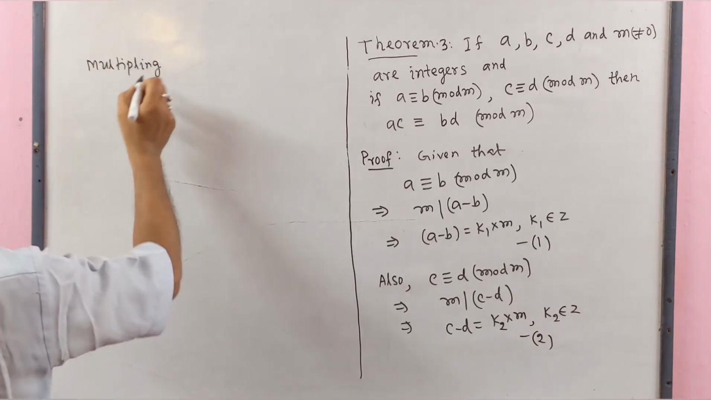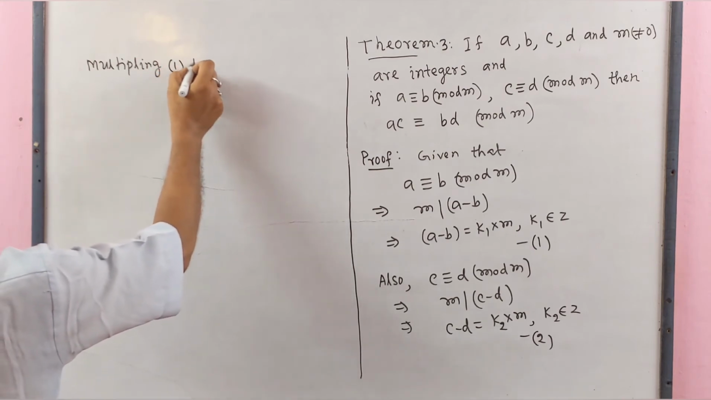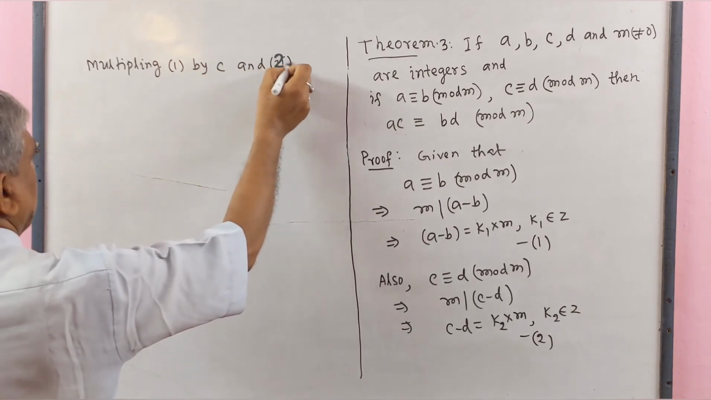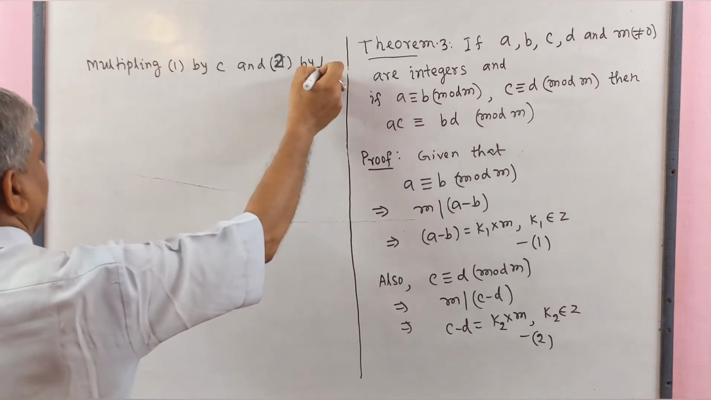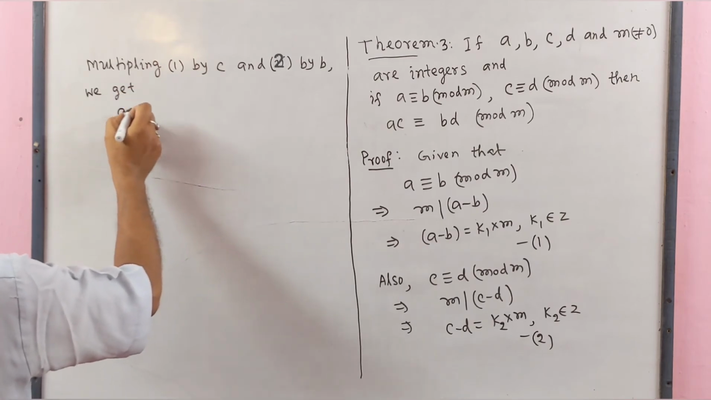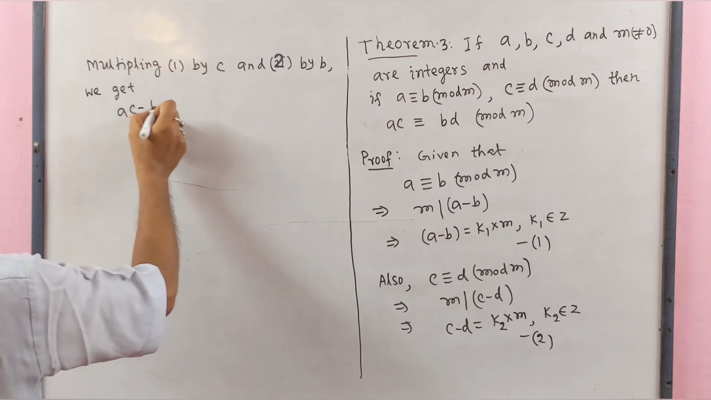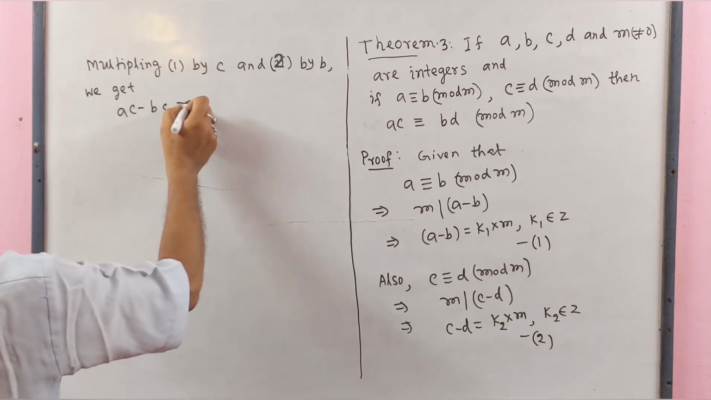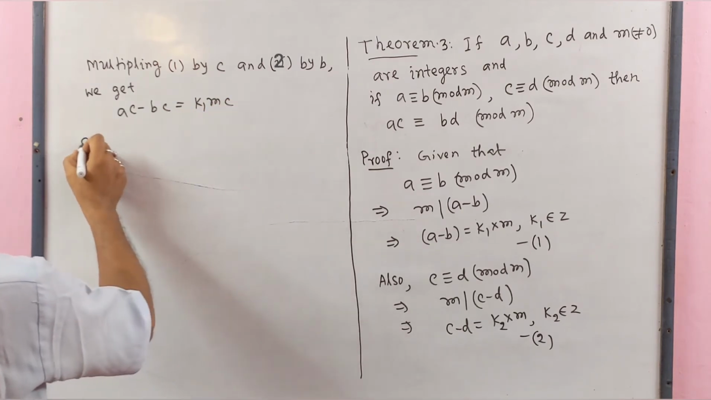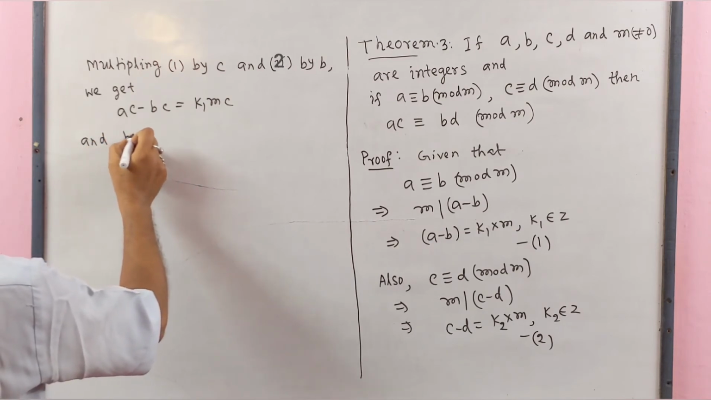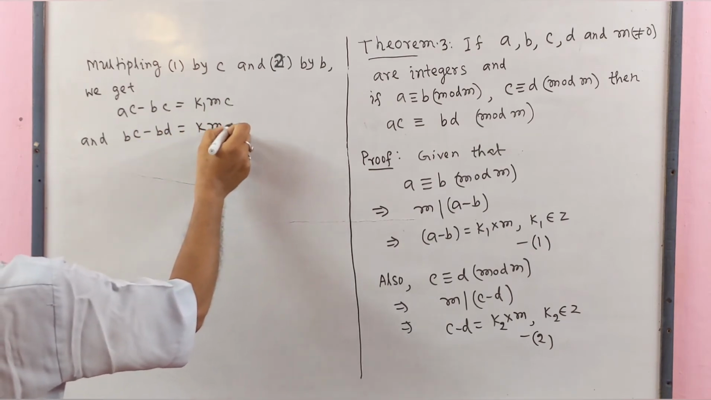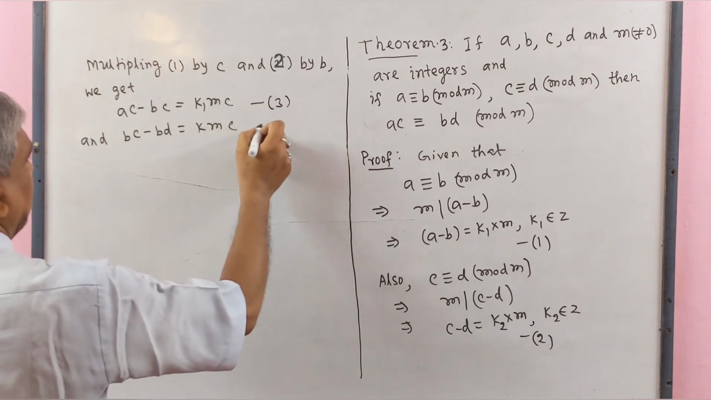Multiplying 1 by c and 2 by b, we get ac minus bc equals k1 m c, and bc minus bd equals k2 m c. Let this be number 3, this be number 4.